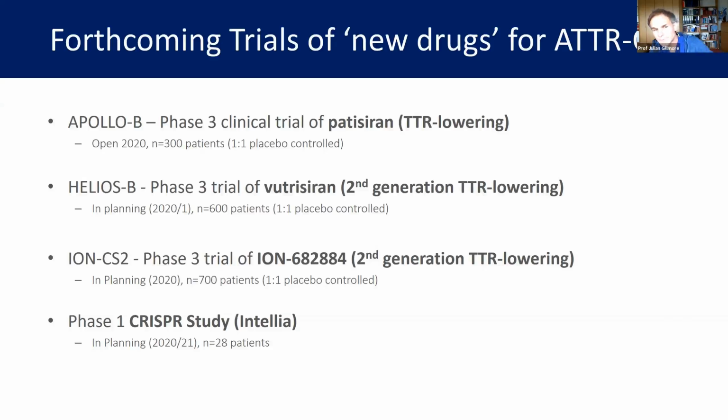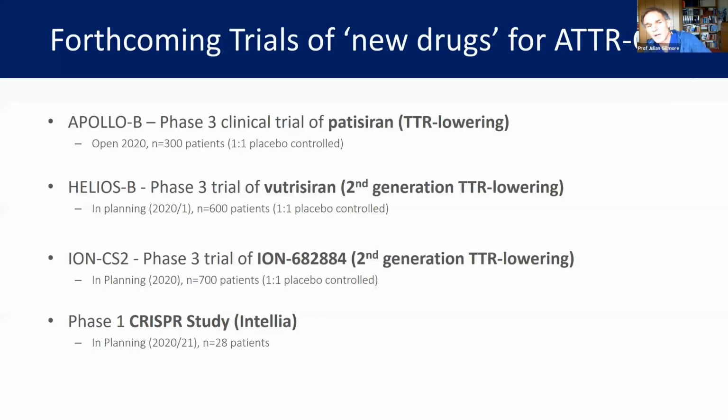Helios B is a phase 3 trial of vutrisiran. Vutrisiran is Alnylam's new drug, which also lowers TTR levels, just like patisiran does, but it has the advantage of being given once every 3 months by a subcutaneous injection. So it's much simpler to give that drug than it is to give patisiran. And that drug will be tested in patients with cardiomyopathy in the Helios B study.